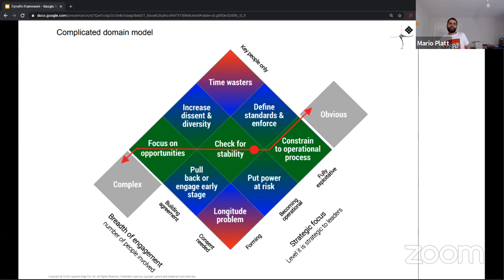So the breadth of engagement ranges from just a few key people being involved, to consent needed when everybody needs to buy in, and is required to move it into the clear domain, building agreement, and having only a few number of people involved. Right? So strategic focus ranges from forming, becoming operational, and being fully exploitative and ready to be turned into the clear domain. So I'm going to use threat modeling as an example throughout this domain.